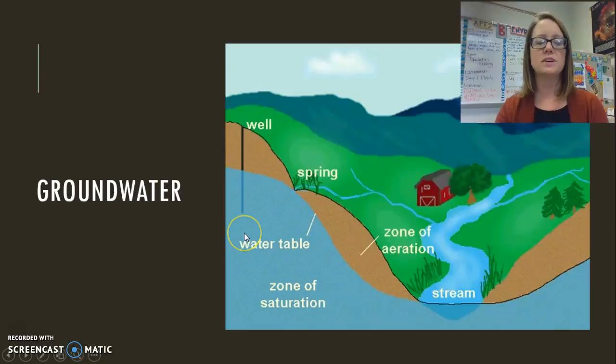Any area of soil or rock that can transfer water is known as an aquifer. So we dig our wells into aquifers. Where the water table comes into contact with Earth's surface, that is a spring. And groundwater can also flow into streams, which feed into rivers and lakes and affect our surface water as well.